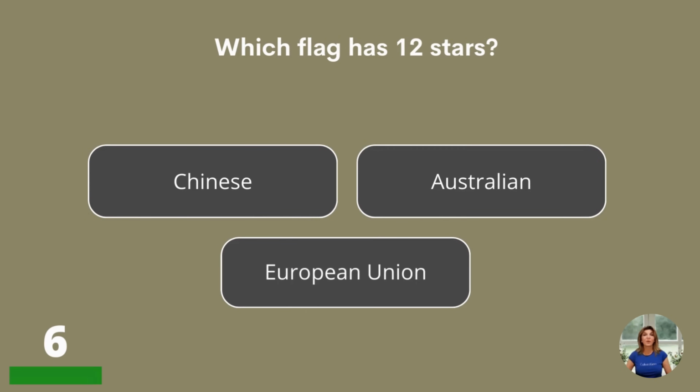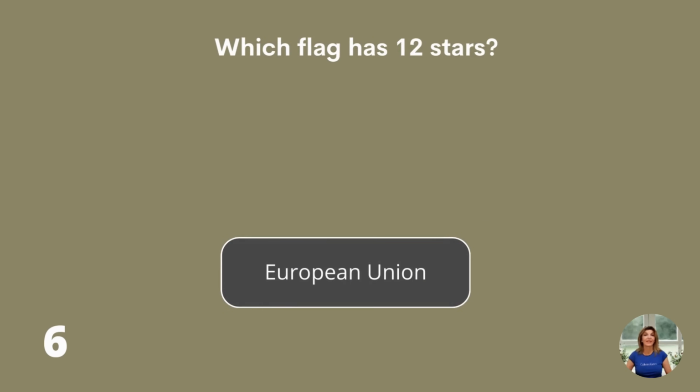Which flag has 12 stars? The Chinese flag, the Australian, or the European Union? The European Union.